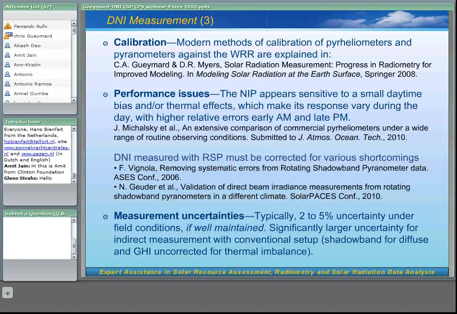So what can we expect? What accuracy can we expect from those measurements? Well, typically if you use a good instrument like a pyrheliometer in the field with good calibration, good maintenance and everything, you can expect 2 to 5% uncertainty in the field. This can be quite larger if you are using an indirect measurement with a conventional setup. And so be careful about that, because it can be a relatively high uncertainty then.